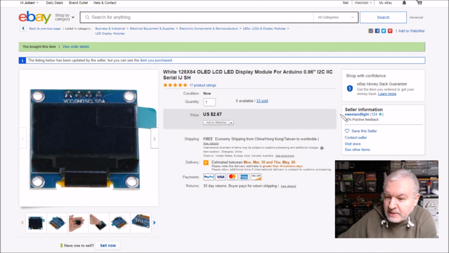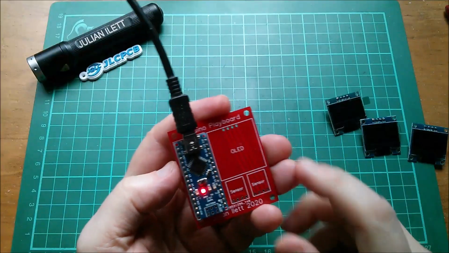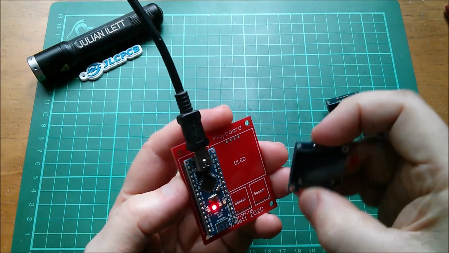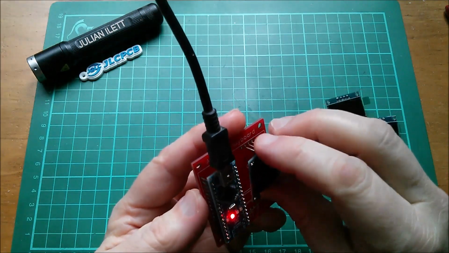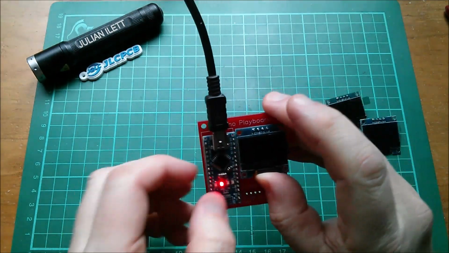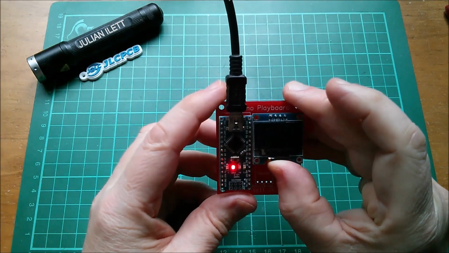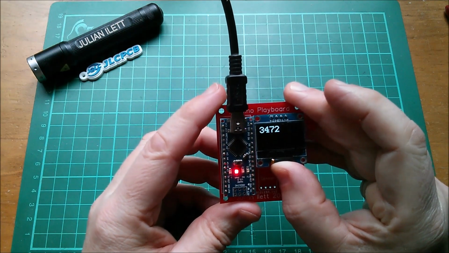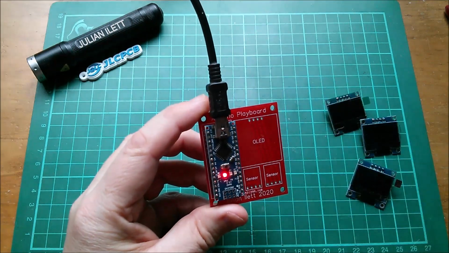This one is Sweet and Light. But they all seem to work, don't they? How about this one, which has the red tag on it? Which was one I already had. What does that do? Reset. Will it work? Oh yeah, that one's white. Okay then, well, moving on.